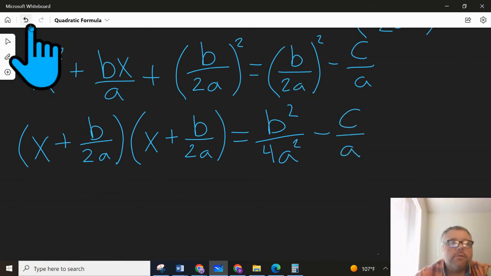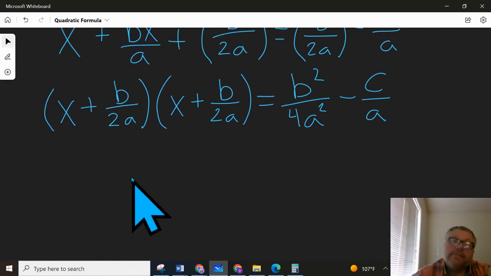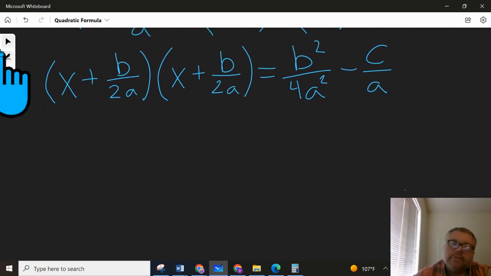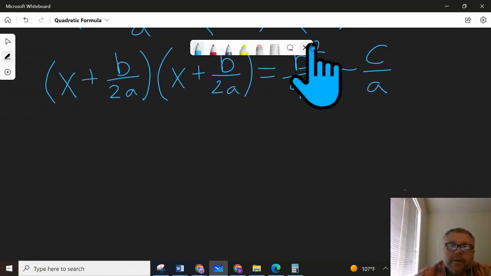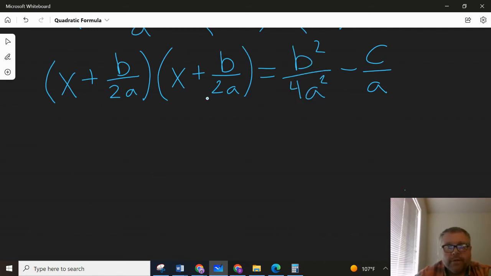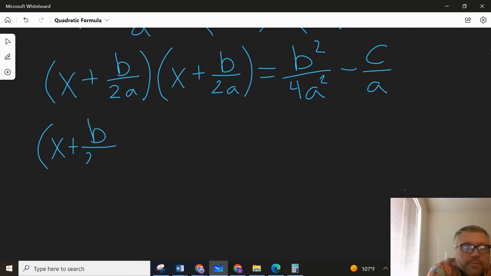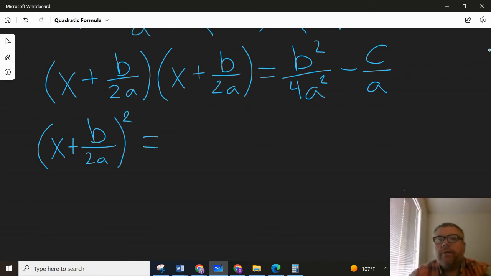Looking good. Okay, so you see on the left how my two binomials are the same. All right, and that needs to happen every time. If you're trying to complete the square and these two binomials are not the same, something's up. So we check that. But because they're the same, let's rewrite this as the quantity x plus b over 2a, that quantity squared, equals, and we have two fractions here on the right.